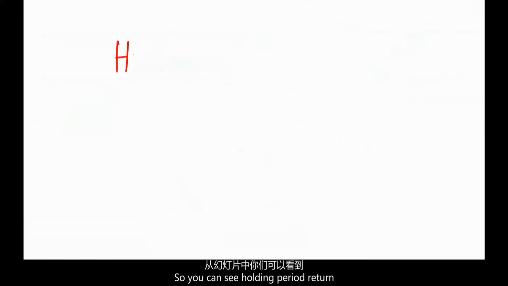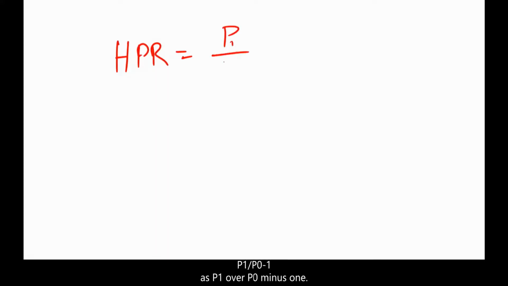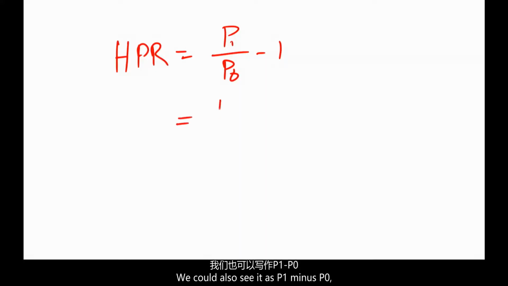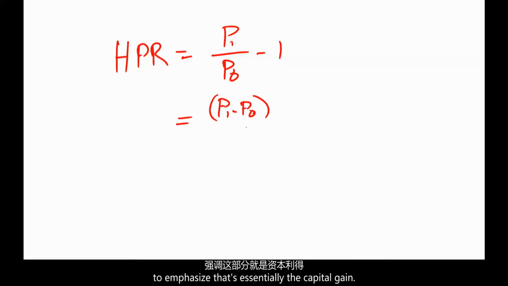You can see holding period return written the way it is on the slide, as P1 over P0 minus 1. So that's going to be the holding period return if there are no interim cash flows. We could also see it as P1 minus P0. That's supposed to be a 0. And while it's not necessary to make it all work, I'll put parentheses around that to emphasize that that's essentially a capital gain, plus any cash flow that we've received. I'm going to put it as CF.